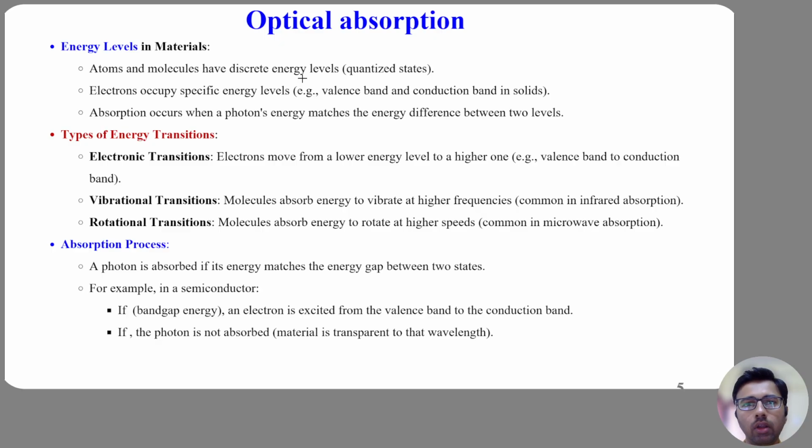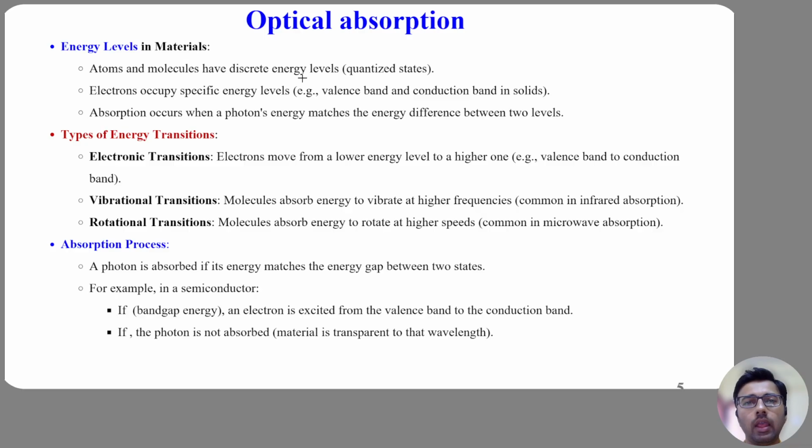This leads to different types of transitions: electronic transitions, where an electron moves to a higher energy level, and vibrational transitions, where molecules vibrate more strongly, commonly observed in infrared spectroscopy. Rotational transitions, where molecules rotate faster, are typically observed in the microwave region. A photon is absorbed only when h nu equals the exact energy gap between two states.